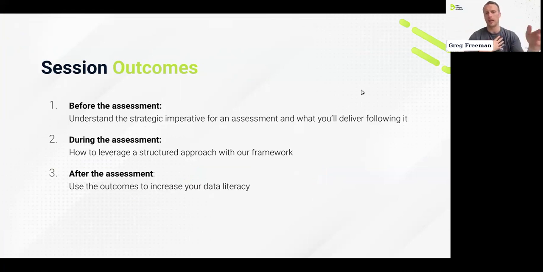During the assessment, how to leverage a structured approach with a framework which we've got, but it's going to teach you to either do it yourselves or you can obviously partner with us on it. And then after the assessment, having set out what we'll deliver, how are we going to use the insights from the assessment to dictate and steer the direction we take with the data literacy, AI literacy, fluency and culture program? So those are the things we'll cover, and then we'll dive into a Q&A, as I mentioned earlier.